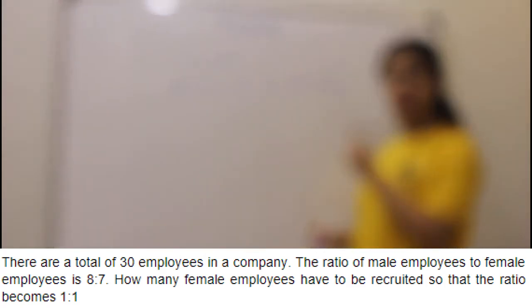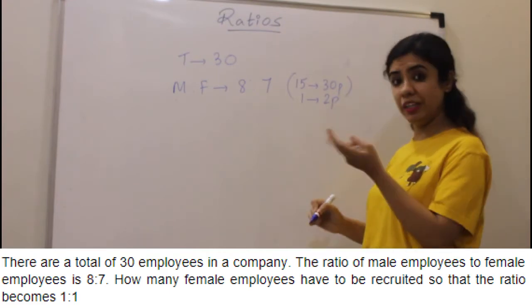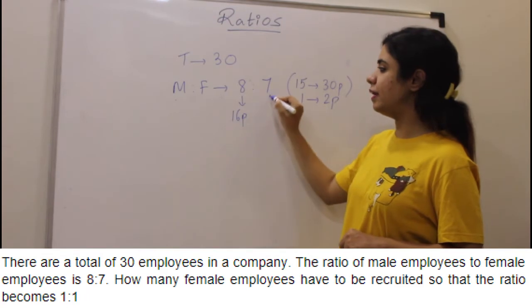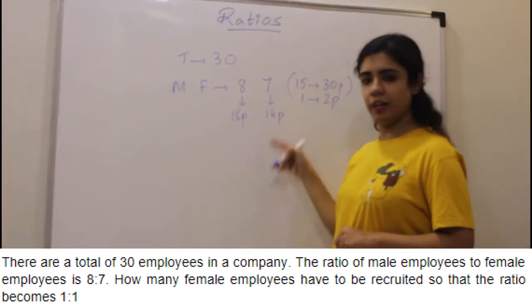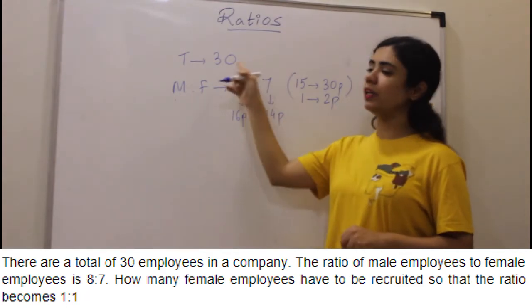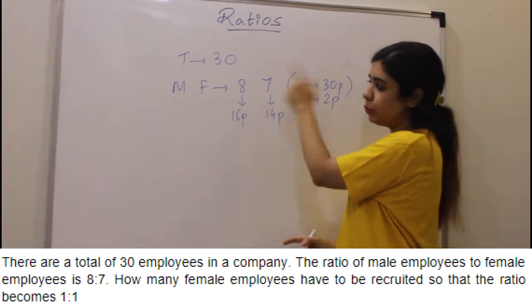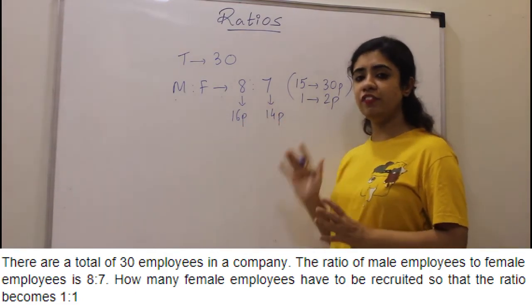If 15 means 30 people, can I say 1 means 2 people? Because it is doubling. So 8 will mean 16 people and 7 will mean 14 people. Okay? It will double. So 16 and 14 will give you 30. So this is how, without using x also, you can calculate the values. So you had 16 males and 14 females.